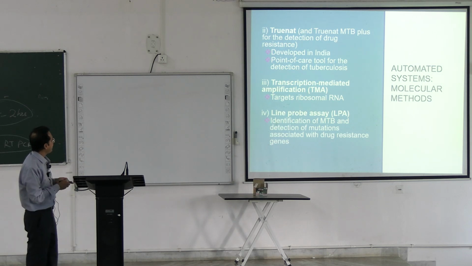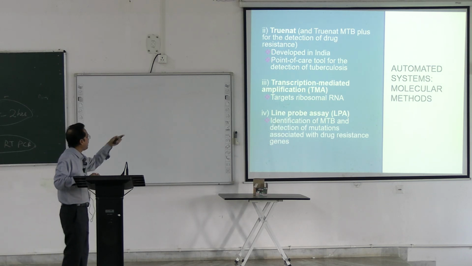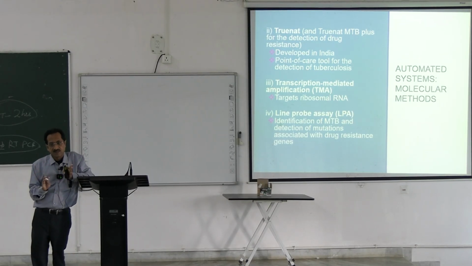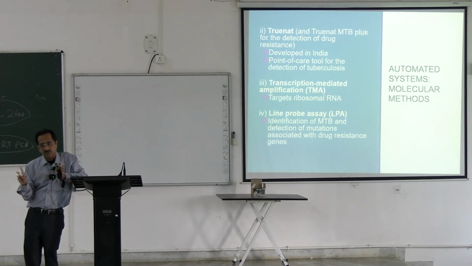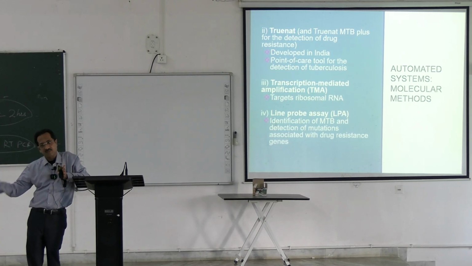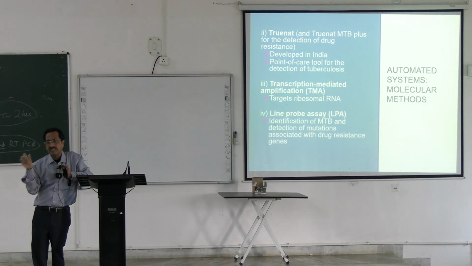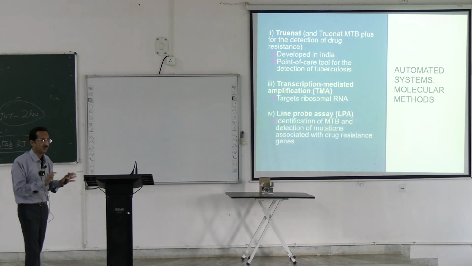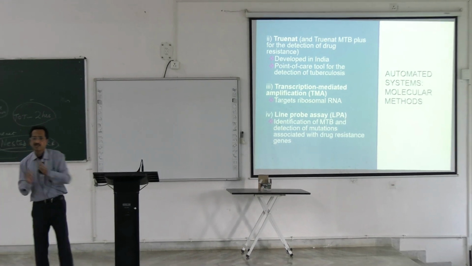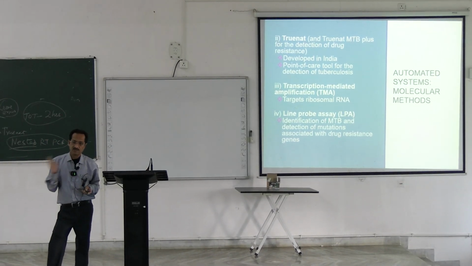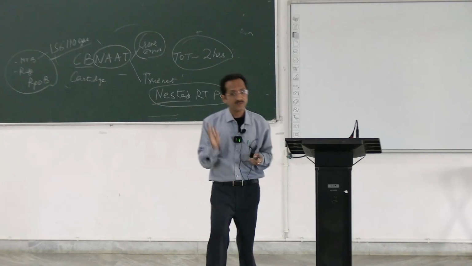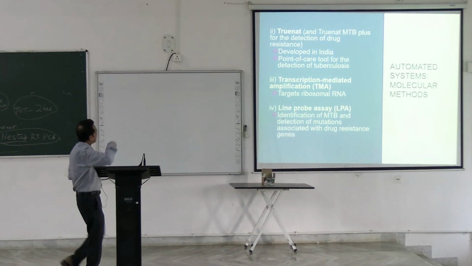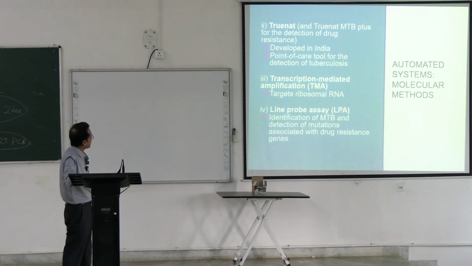So TrueNAT is another name, developed in India, point of care. What is the disadvantage of TrueNAT compared to CBNAT? TrueNAT is a two-stage procedure. First you detect the DNA, second you detect the rifampicin resistance, but CBNAT is a single-step procedure. GeneXpert is a single-step procedure. In TrueNAT you need to do two tests, so two turnaround times. One is for TB, another for rifampicin, if TB is detected. That is TrueNAT. Line probe assay I already mentioned, detection of mutation and drug resistance, it is a reverse hybridization.